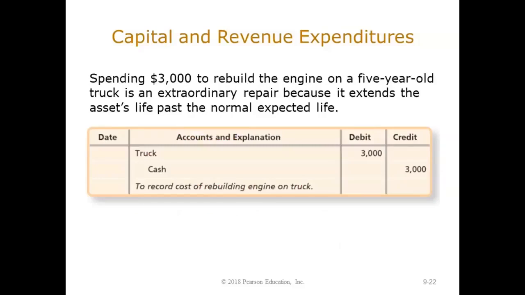So in this case here, spending $3,000 to rebuild the engine of a 5-year-old truck is an extraordinary repair because it extends the asset's life past its normal expected life. So instead of booking it to an expense, we'll debit the actual truck account, and then we'll credit cash because that's the cost of rebuilding the engine on the truck, and it's going to extend the useful life, the life of the truck.